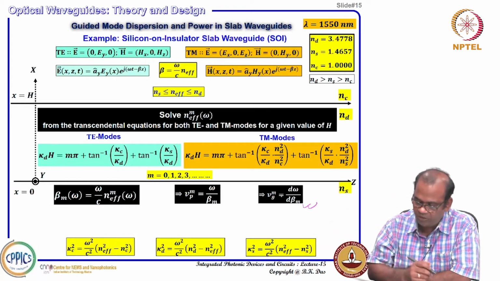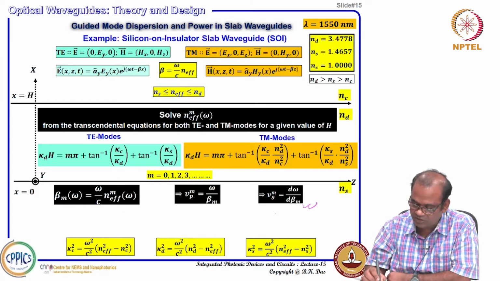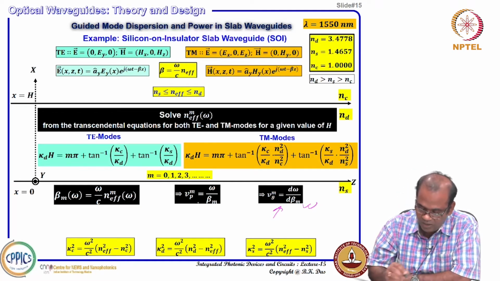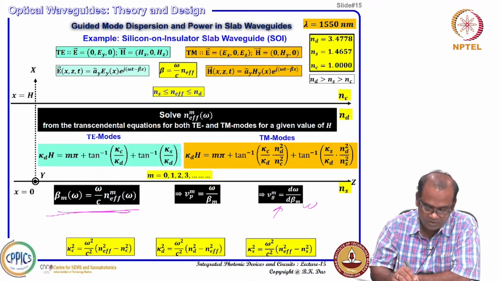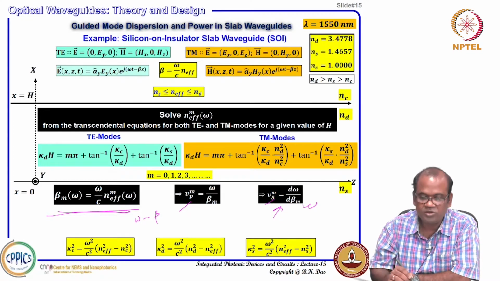That group of frequencies, that envelope, that information, how it travels is decided by the group velocity, d omega by d beta m. If the omega versus beta curve is not a straight line, then the phase velocity and group velocity will be different.